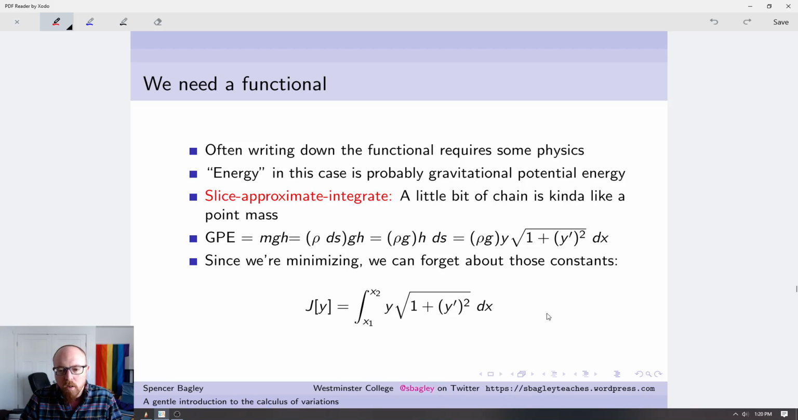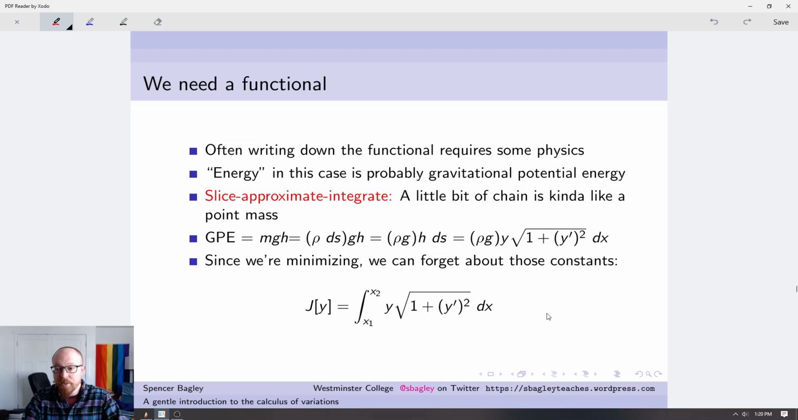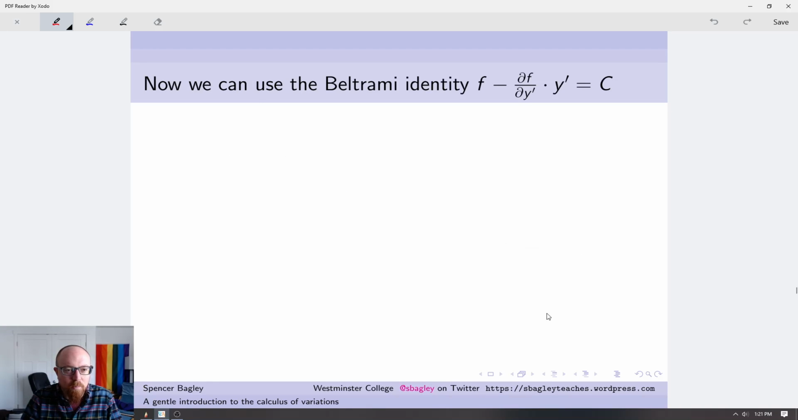Okay. Well, that's neat. I'm noticing that there's no x's in there, right? This is an autonomous situation. If I shift the chain from left to right, probably nothing is going to change because gravity is the same if you move 1 foot to the right. That means that we can use the Beltrami identity. All right, so we're going to need to do some calculations. We're going to need to figure out y prime, and no, I'm sorry. We're going to need to figure out the partial of f with respect to y prime.